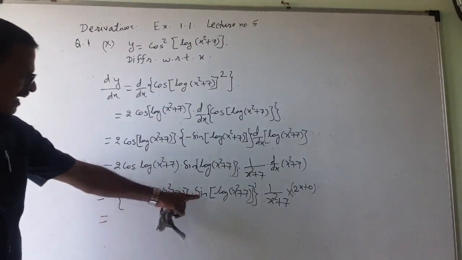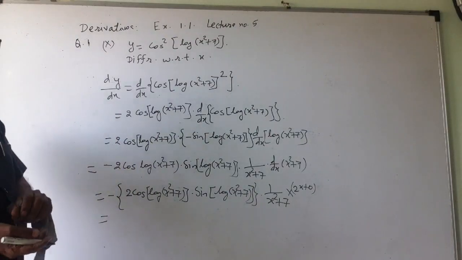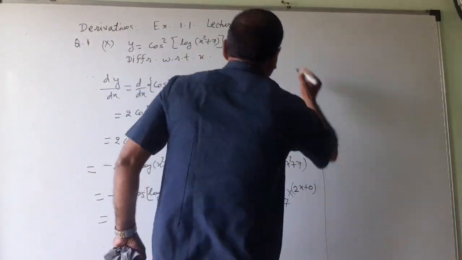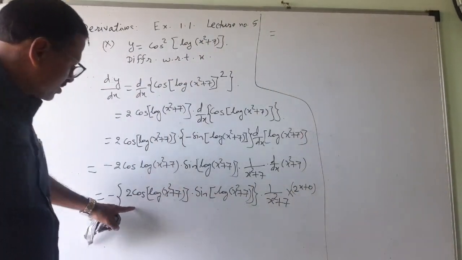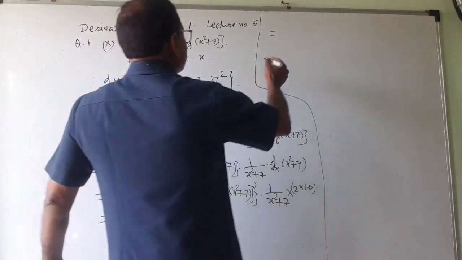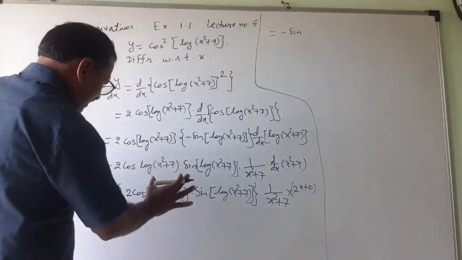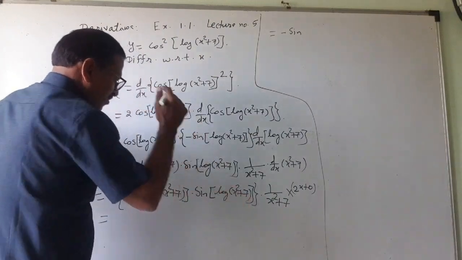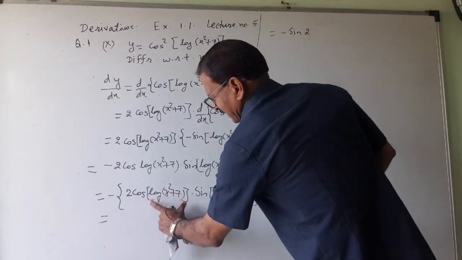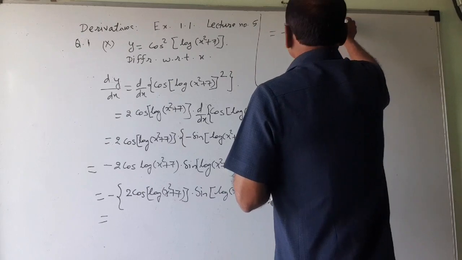Okay, 2 sine theta cos theta means sine 2 theta. Just remember this. This is a very peculiar sum. Here many of the people make a mistake. They don't see this. 2 sine theta cos theta means sine 2 theta. So minus of sine of, what is that angle? This angle, for this 2 theta. This whole is theta. So it's twice, 2 log of x square plus 7.